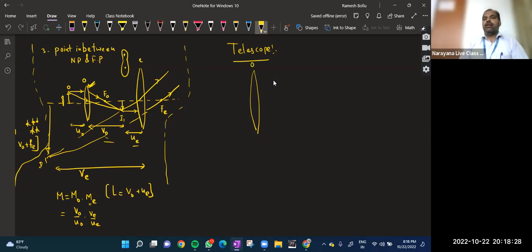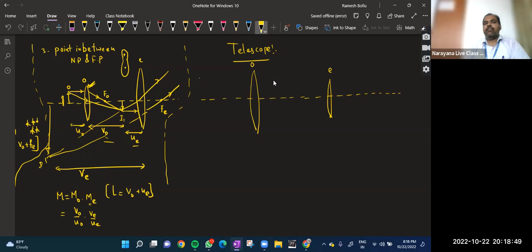And what about this? A very small eye lens compared with the objective. How do they place them? I'm asking you, how do they place? Tell me. Coaxially they will place. I mean, they have a common axis.